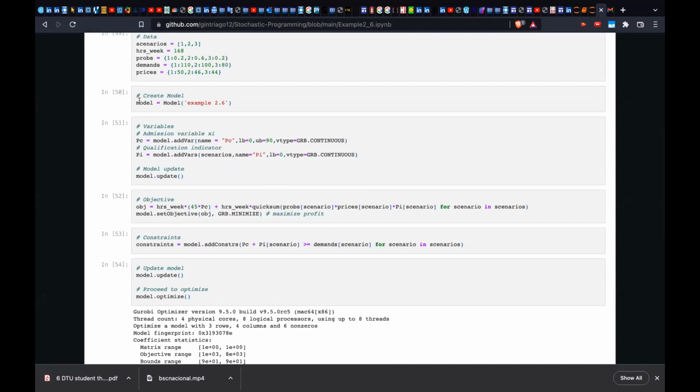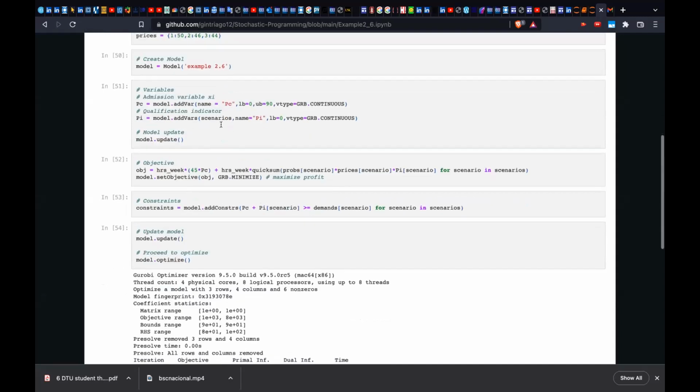I'm creating the model over here. Then I have the variables: PC for the contract and PI for each of the scenarios. For PC, I set a lower bound of 0 and an upper bound of 90, because that's the minimum and maximum power I can buy from the contract. This variable is a continuous variable. For PI, I index it by the scenarios P1, P2, P3. Its lower bound is 0, the non-negativity constraint, and it's a continuous type variable.